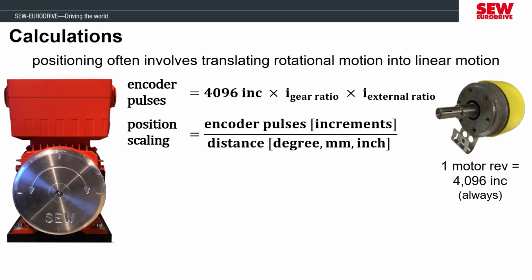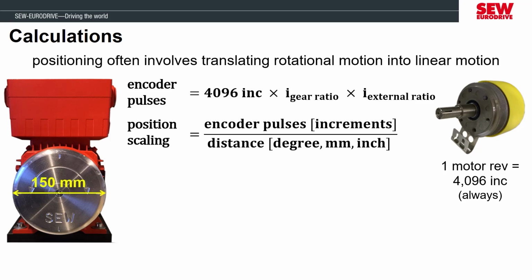To further help visualize why this position scaling equation is necessary, let's look at this demo motor that has a flywheel and no gearbox or additional ratio that we have to account for. Since there are no additional ratios, we know that the MOVIDRIVE will report 4,096 encoder pulses for one rotation of the flywheel. Now we need to determine the linear distance the flywheel travels in one rotation.